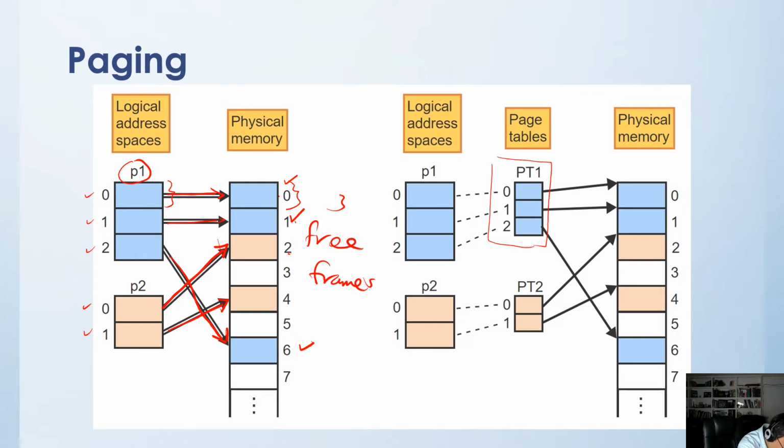So in this case, the first column represents the page number, as I mentioned in the previous slide. And then this is the page frame. PT1 is a page frame number. So 0 maps to page frame number 0, 1 maps to 1, and 2 maps to 6. And in this case, 0 maps to 2, 1 maps to 4. Okay, so that's the page table. We're going to discuss this in much more detail.